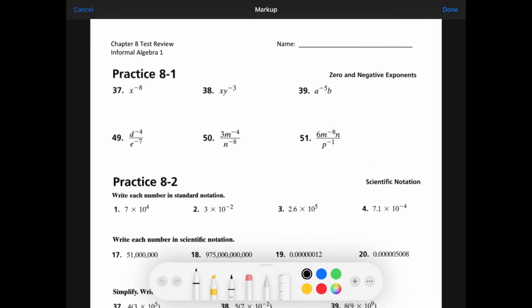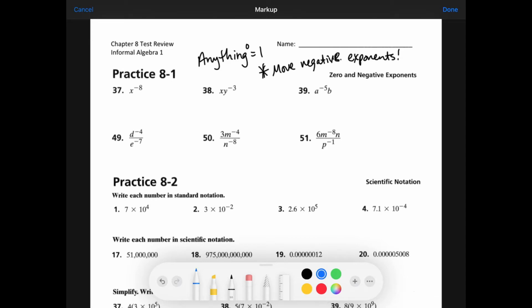So remember, with zero and negative exponents, anything to the zero power is equal to one. And also, you have to move your negative exponents. If there is no fraction, you drop them to the under a one. If there is a fraction and they're on top, bring them to the bottom. If they're on the bottom of a fraction, bring them up to the numerator.